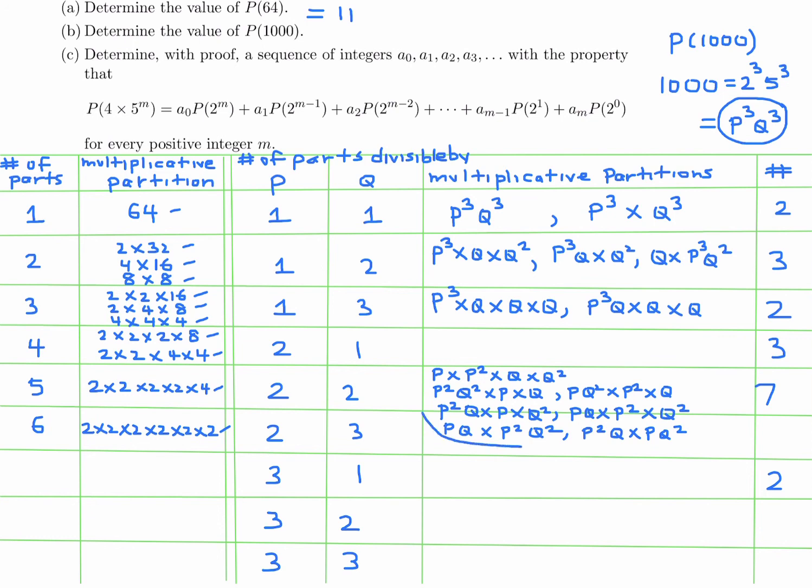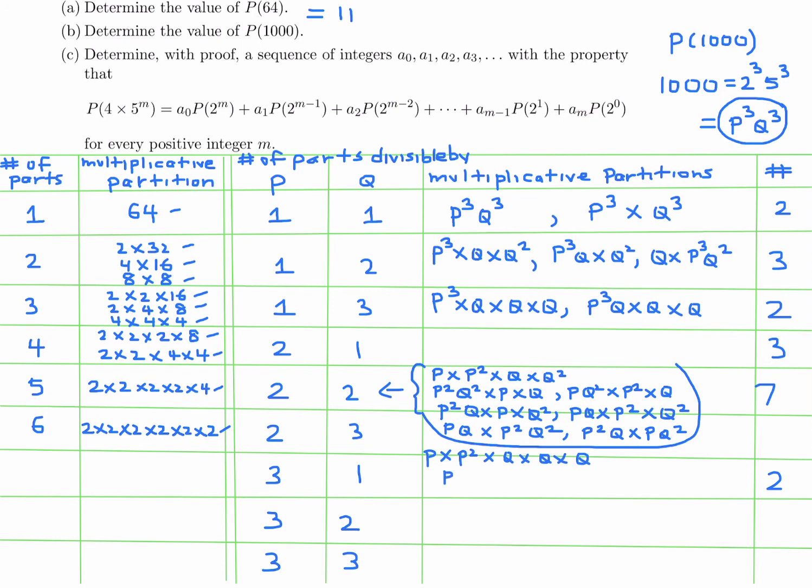All right. So that belongs to this guy here. All of these. 2, 3. This next one. 2, 3 is going to have the following. We're going to have p times p squared times q times q times q.